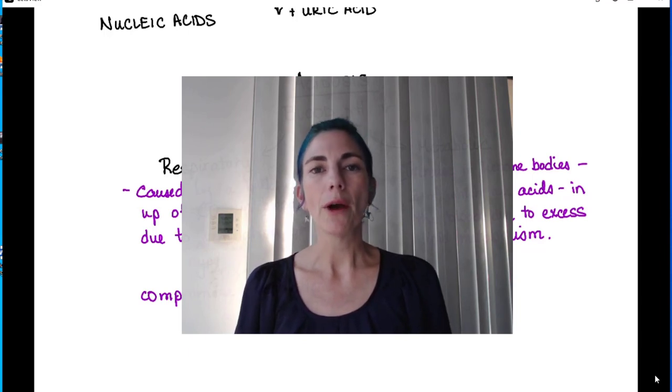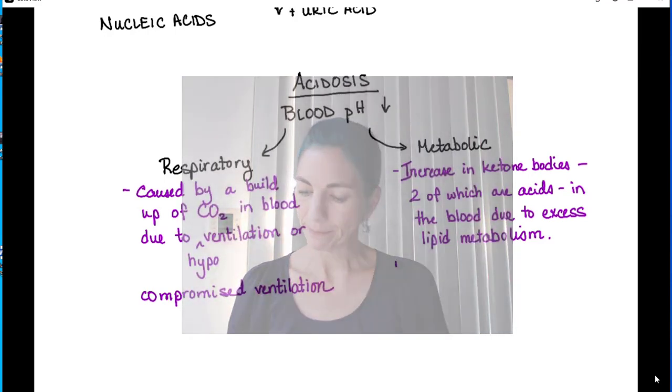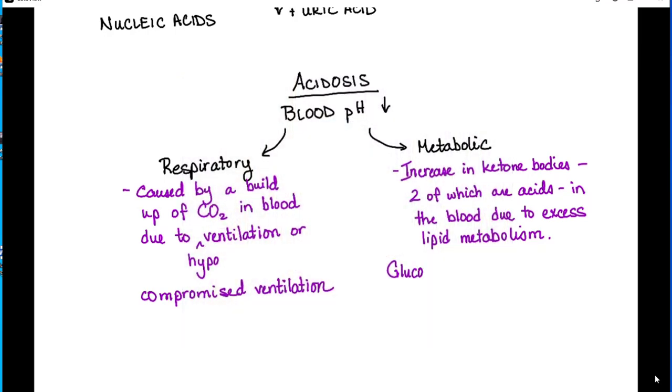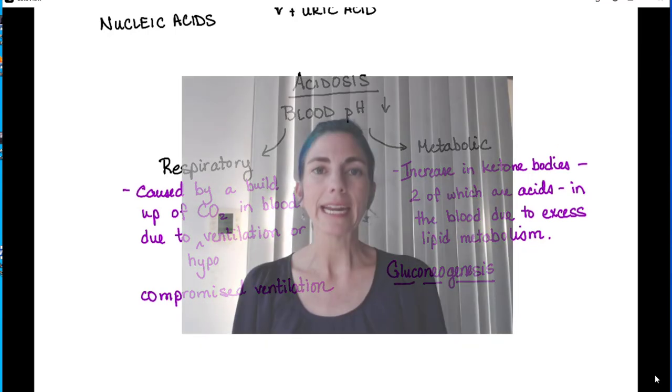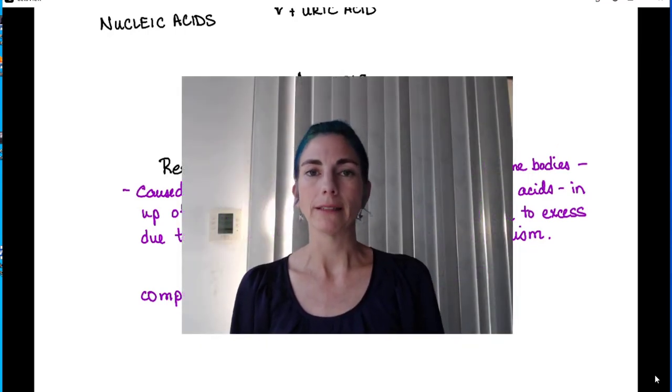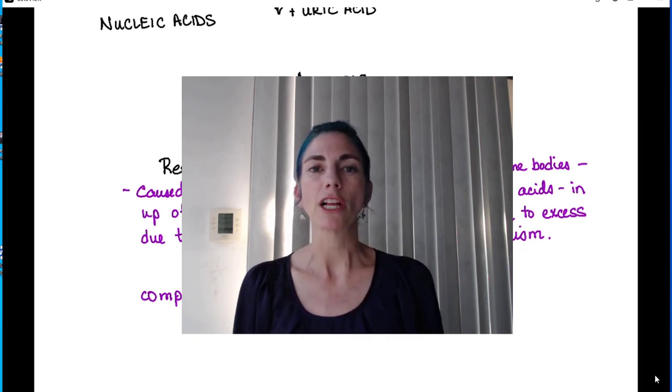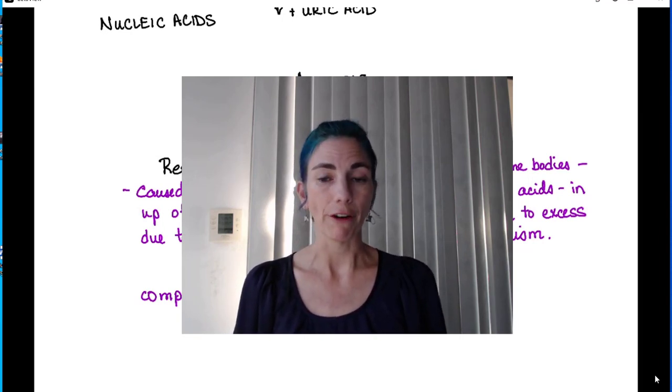gluconeogenesis. Gluconeogenesis, I'll go ahead and write that down. The word gluco means glucose, neo means new, and genesis means to create. So to create new glucose. Gluconeogenesis is the process of taking other substrates and refashioning them or retooling them into glucose. So if you're not eating your glucose, then you can actually take lipids and sometimes proteins and remake them into glucose. This is done predominantly in the liver.